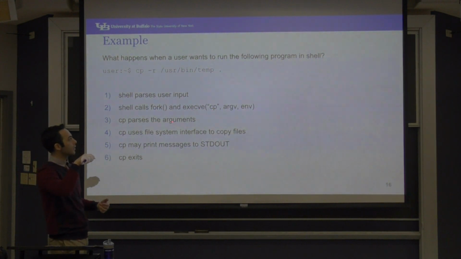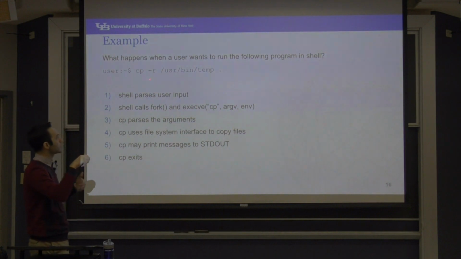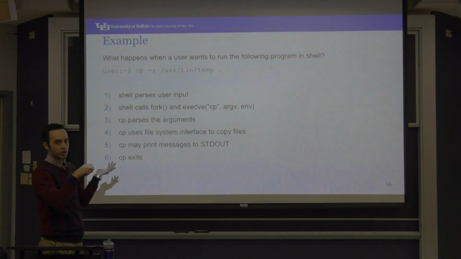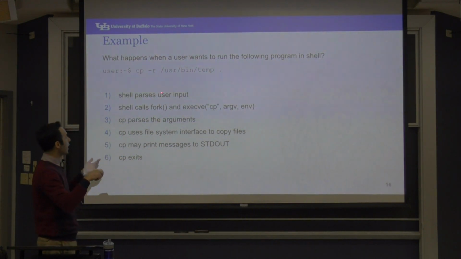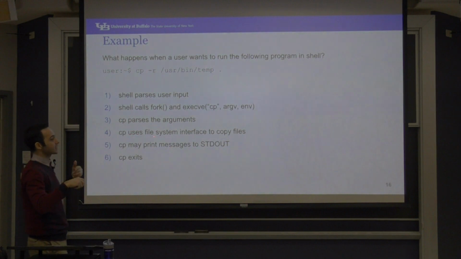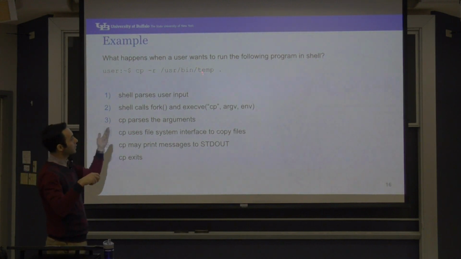Now cp, as a program, parses its arguments and then sees what you want to do. It understands what -r is, recursion. So now it would expect the directory, and then go ahead and ask the operating system, do I have access to this folder?